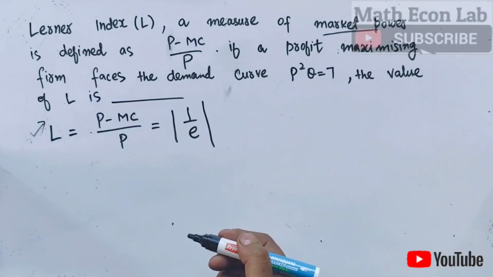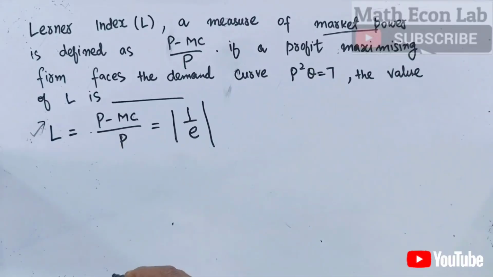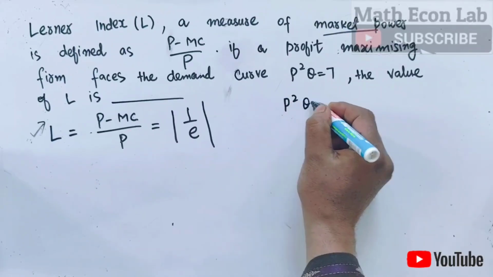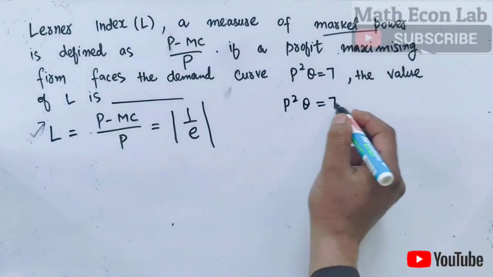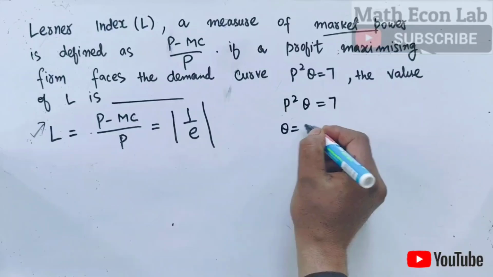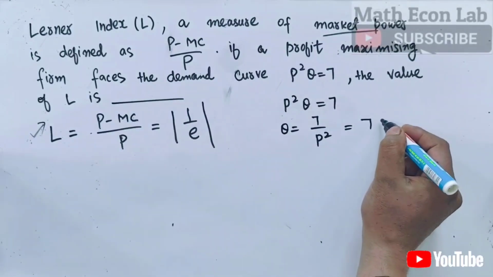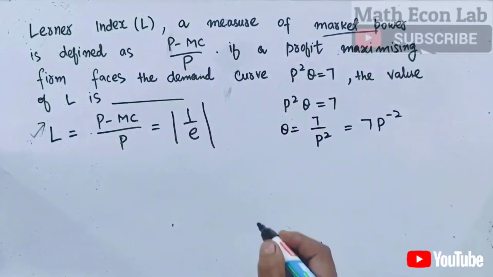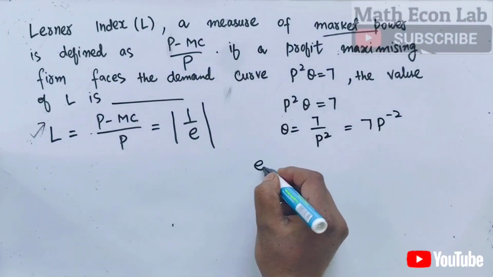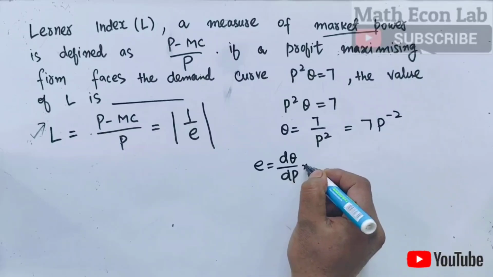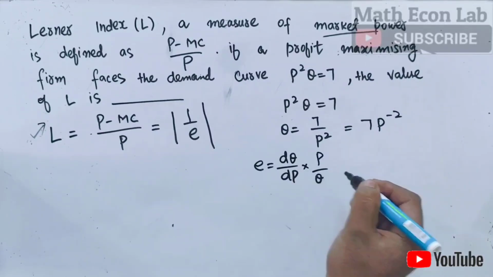So to find out the value of L, let us first find out the value of elasticity of demand. We are being given the demand function as P squared Q equals 7. Let us solve this for Q. So Q will be equal to 7 upon P squared. We can write it like this: 7 times P raised to the power minus 2. Now elasticity of demand, as we know, is simply the change in the output due to the change in the price times price divided by output.